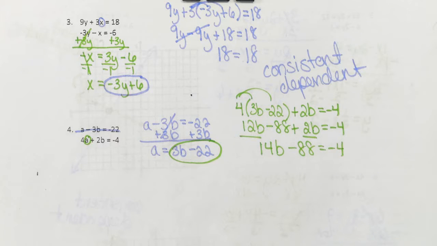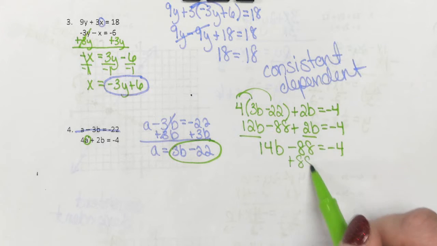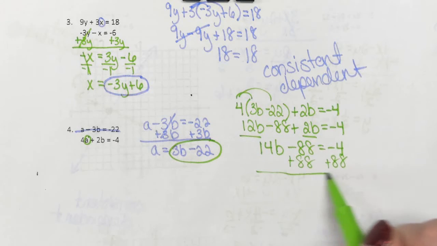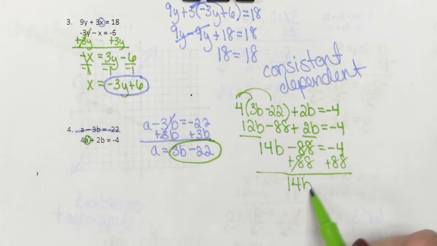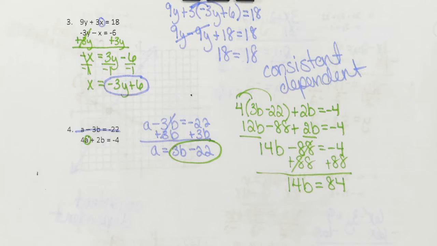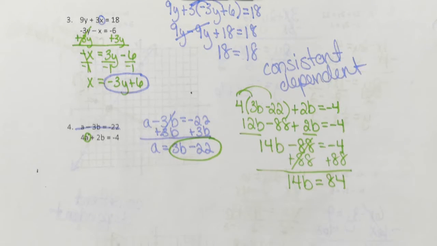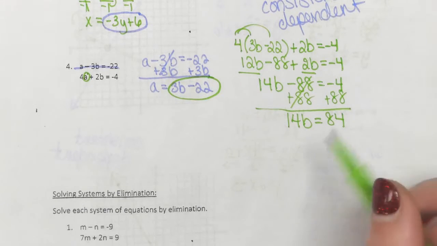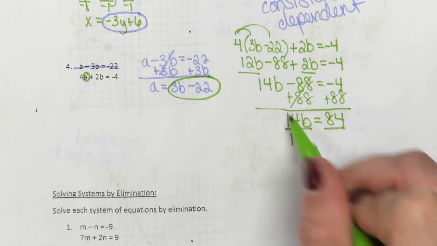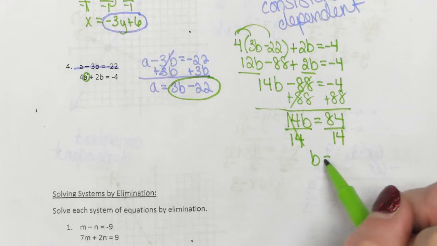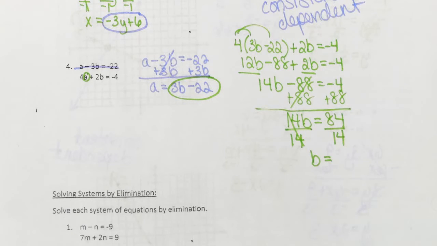All right, now what would I do? Add 88. There you go. One more step. What would I do from there? Divide by what? 14. Perfect. And what's 84 divided by 14? Perfect. Okay? Yeah? All right. Now I got to plug it back in.